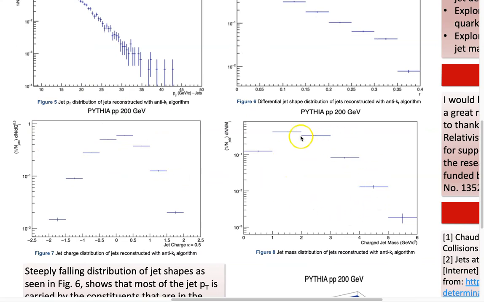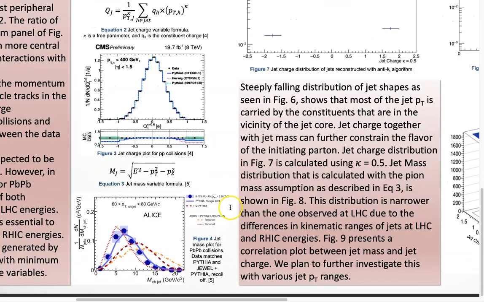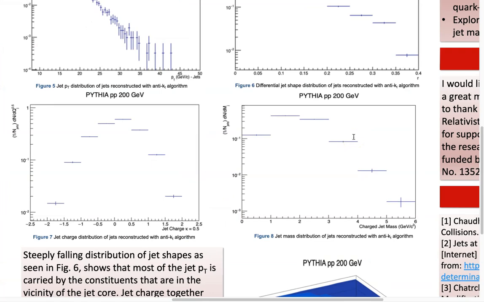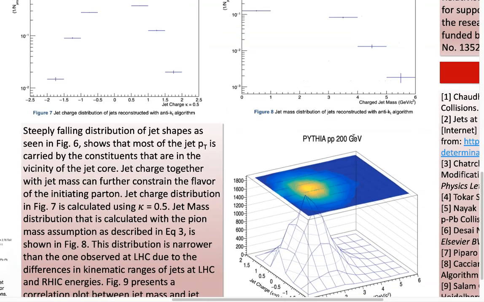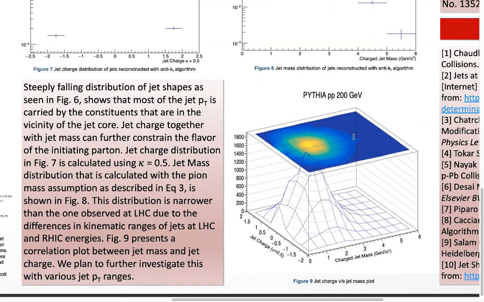The jet mass distribution shown here is narrower than the jet mass distribution observed at the LHC, which we saw in this figure right here. This is because of the different kinematic ranges of the jet pT at the LHC and at RHIC. Jet charge and jet mass together can constrain the flavor of the initiating parton for the observed jet. I included a correlation plot over here for jet charge and jet mass. My goal is to further investigate this correlation with various pT ranges.